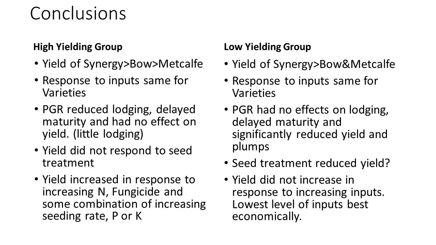Yield increased for the high-yielding group in response to nitrogen, fungicide, and some combination of increasing seeding rate, phosphorus, or potassium. Yield did not increase in response to increasing inputs for the low-yielding group. The lowest level of inputs was the best economically.